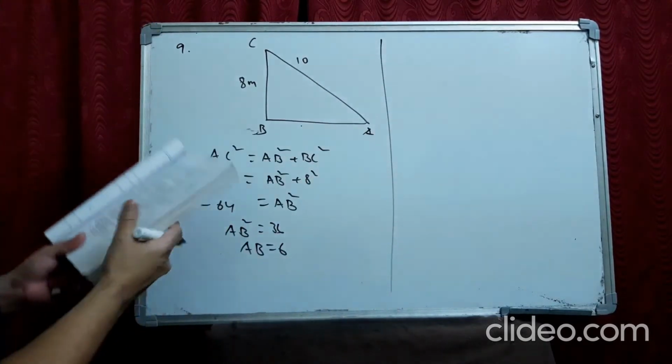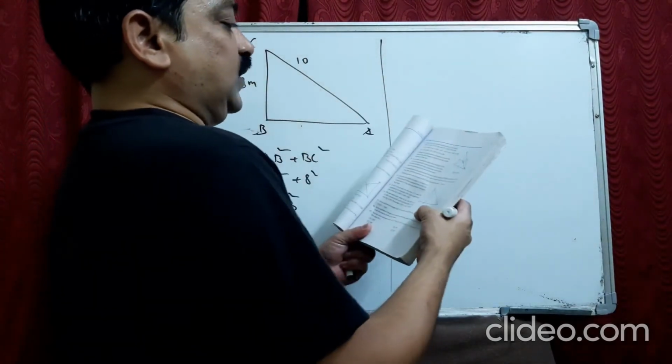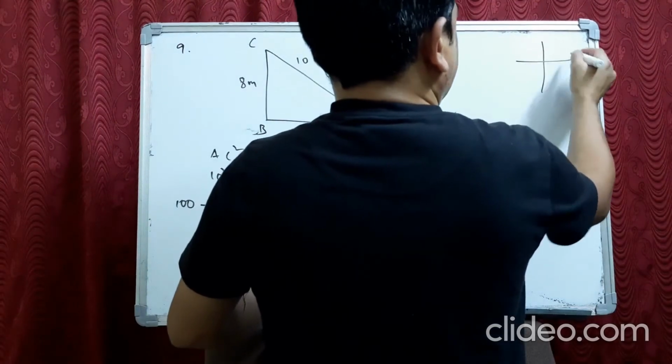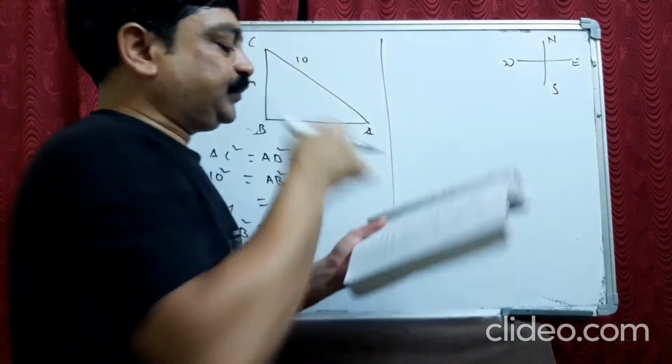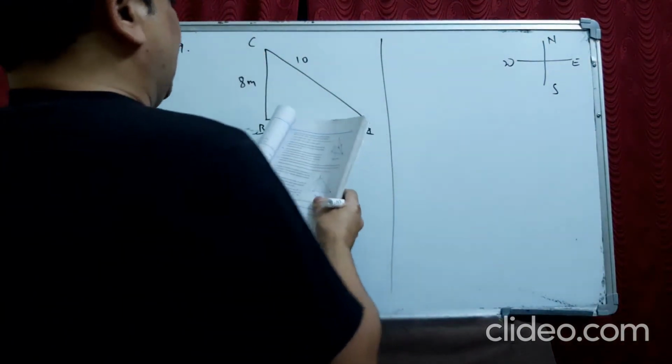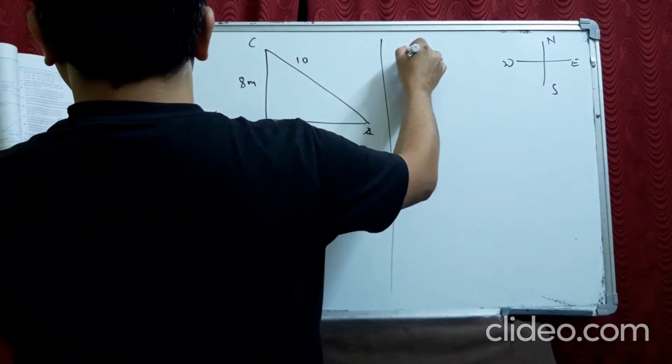Okay. Now see the 11th question. An aeroplane leaves an airport flying north at a speed. When you are taking a problem of east, west, north, south, your figure should be like this. Now what is happening? It flies due north, 1000 km per hour.